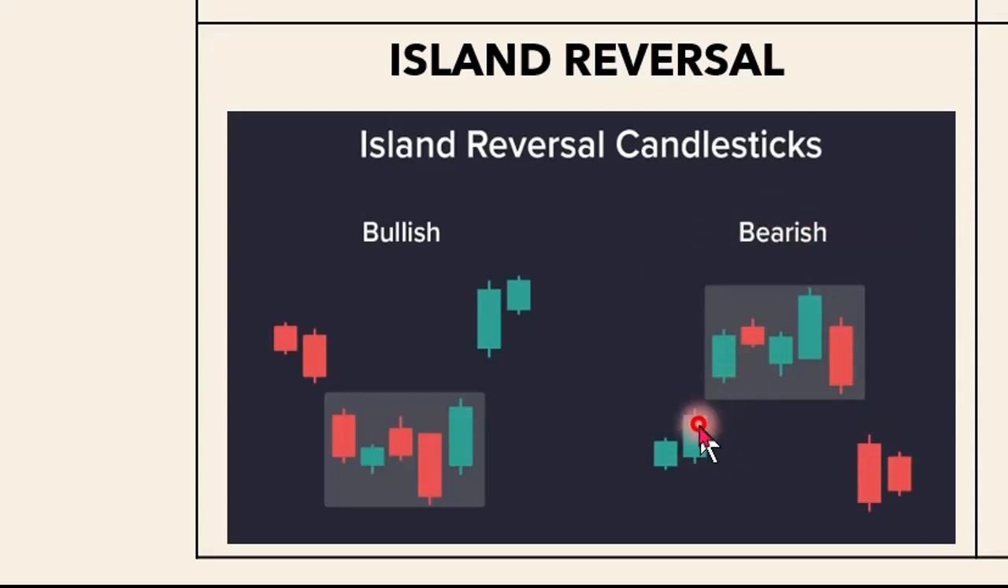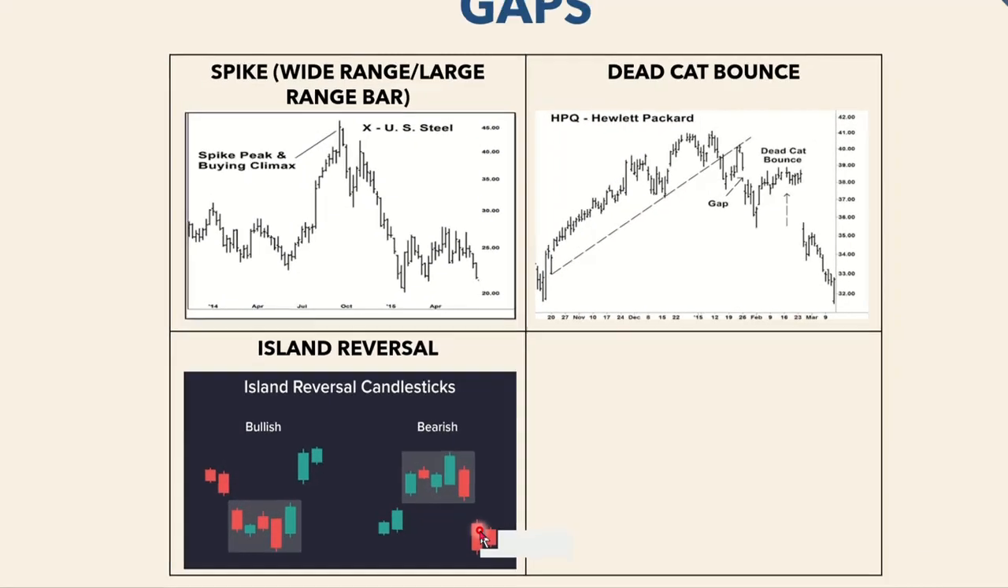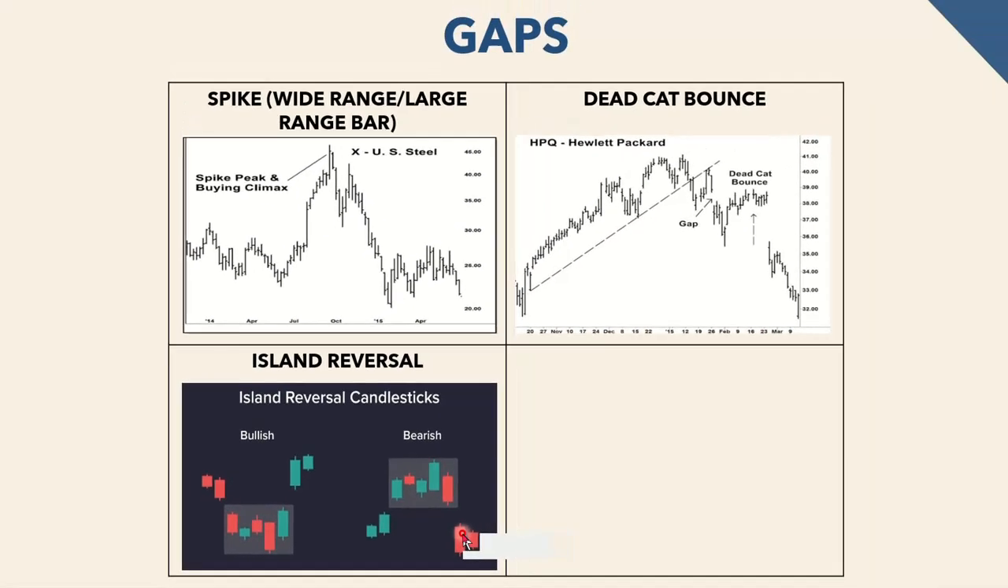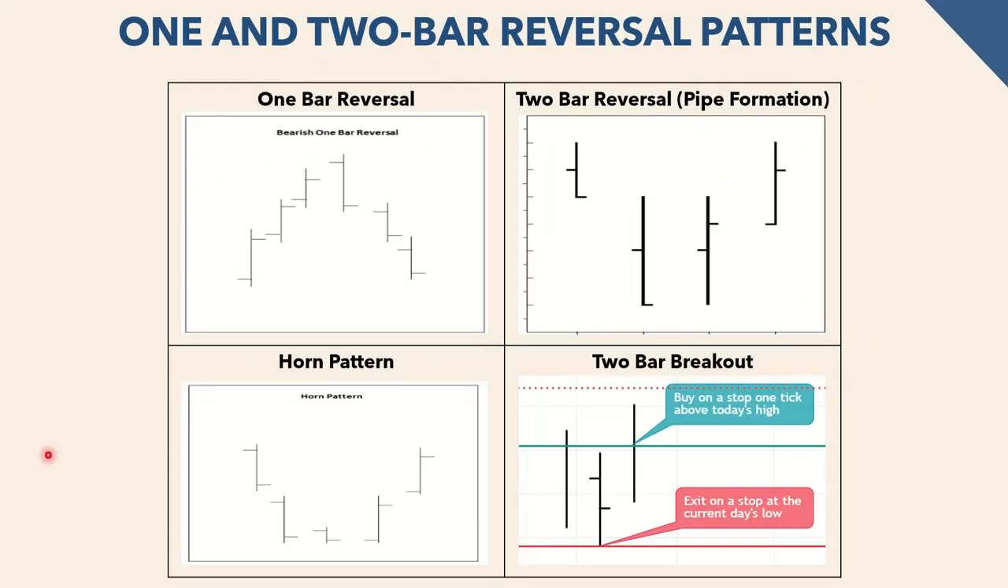The larger the gap, the more important the formation is. Between the gaps, low volatility trading is expected. Volume increases on the second gap from an island top, but not necessarily from a bottom. Now we are going to discuss 1 and 2 bar reversal patterns.